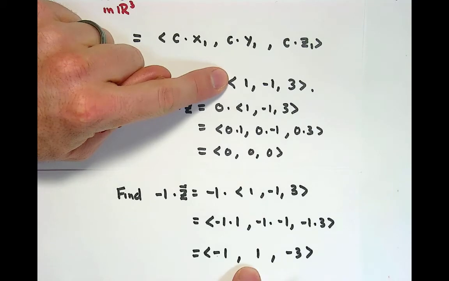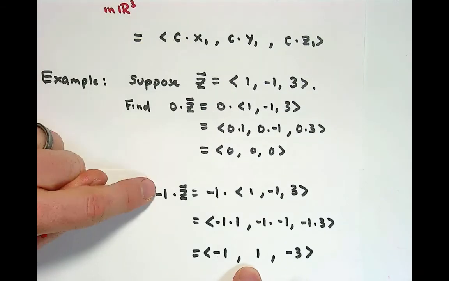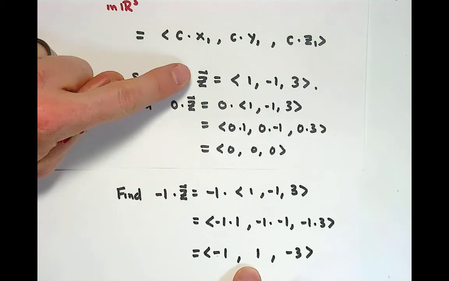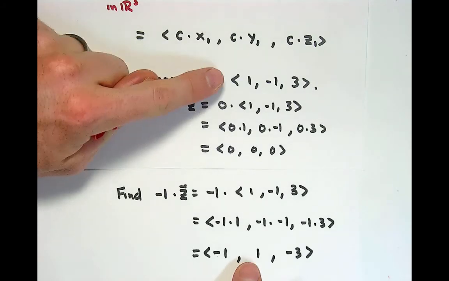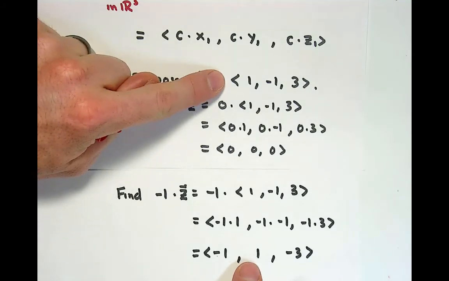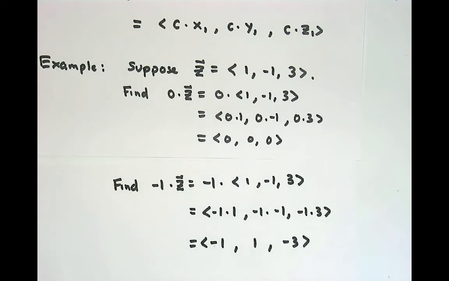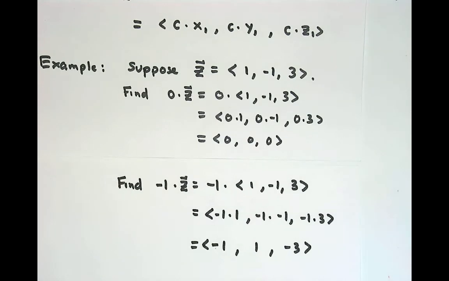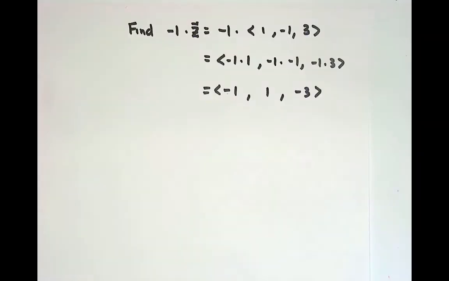Notice, these vectors are in the same direction. This vector can be written as a scalar multiple of this vector. Their orientations are opposite. And I think this is a very important point to make.